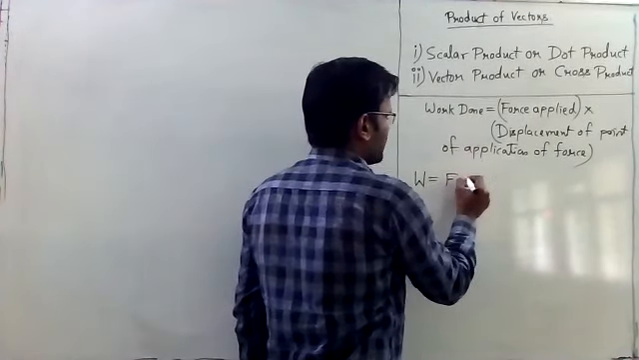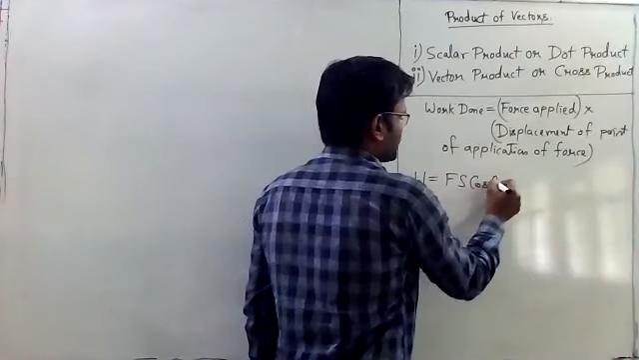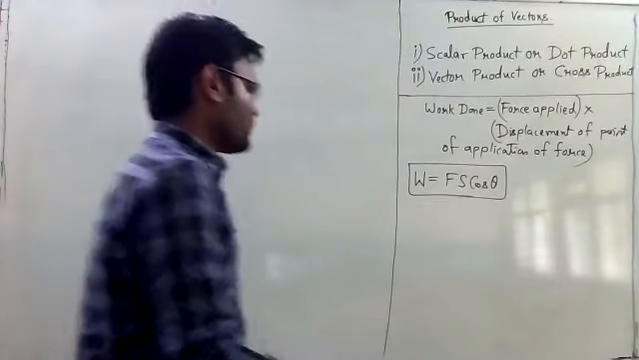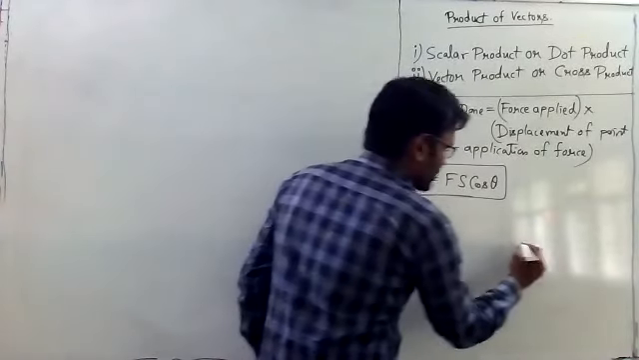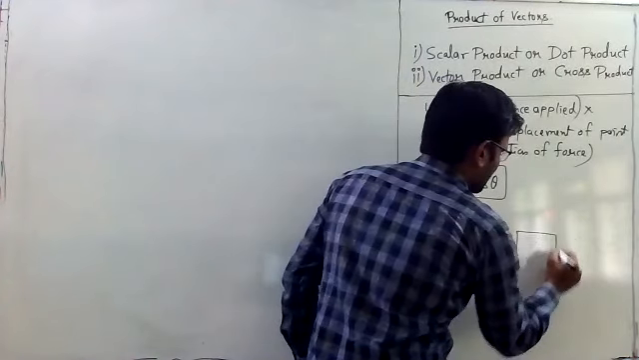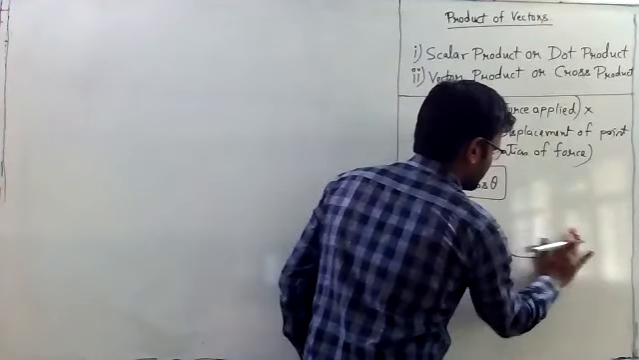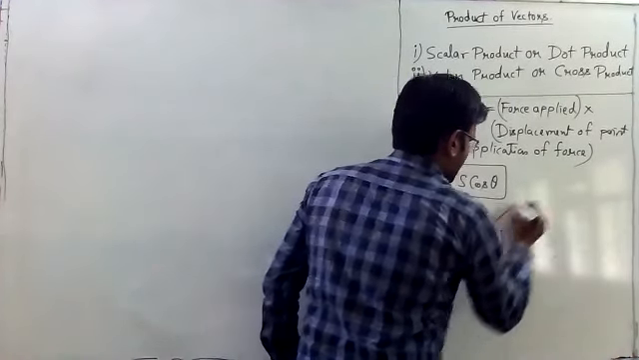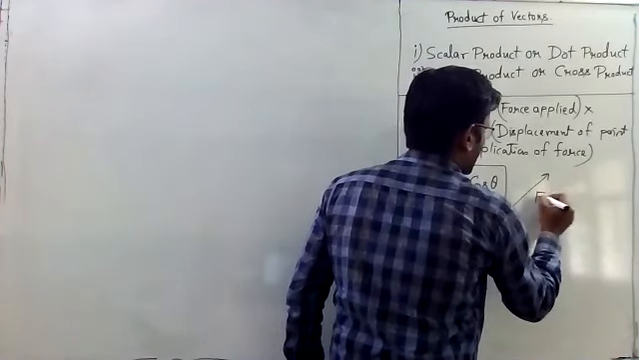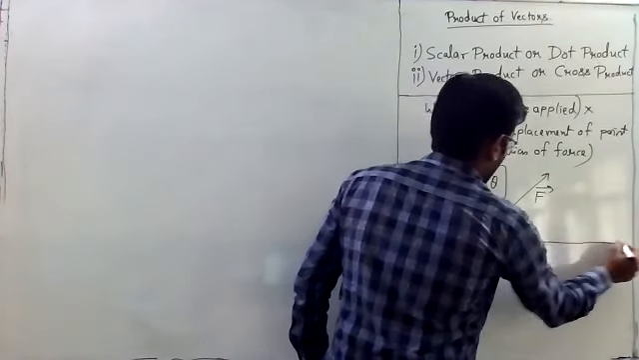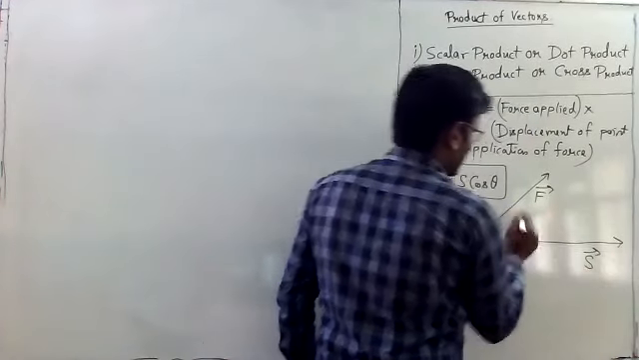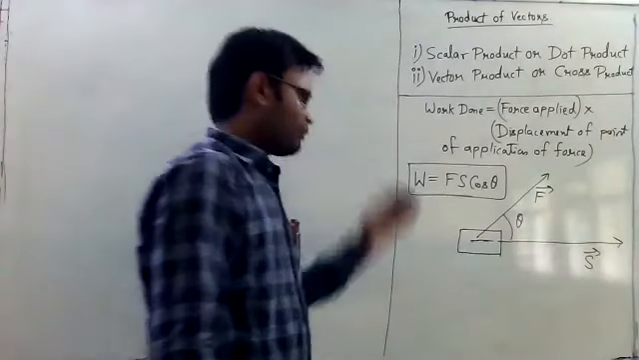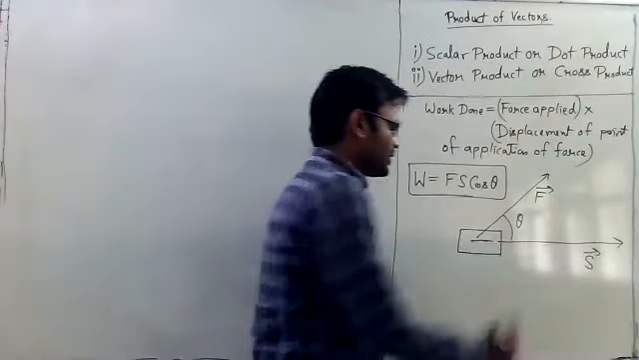Work done is equal to Fs cos theta. Now where do we get this value? Why did we get this as Fs cos theta? So let's see here. I'm just drawing a diagram. This is the force which I am applying, and it is a vector quantity. And this is the displacement. These are the two vectors. They are making an angle of theta. The angle between the two vectors, force applied and displacement, is theta.